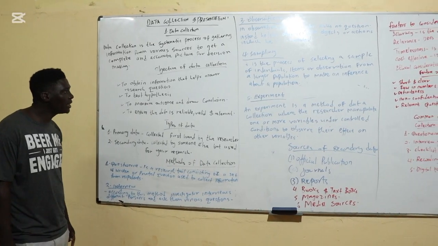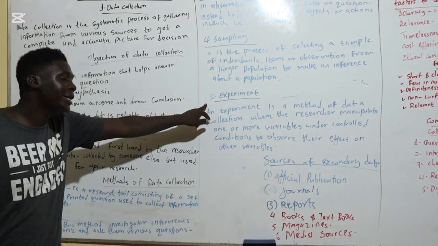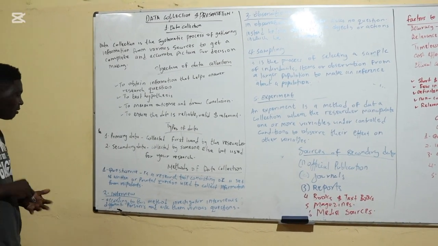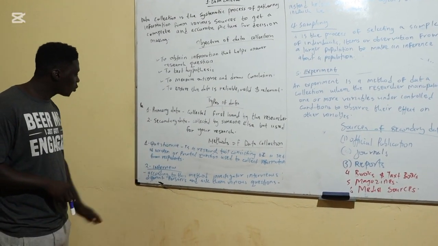Method 4, we have sampling. And method 5, we have an experiment. So I'll explain each and every one of them. So my first method: questionnaire.